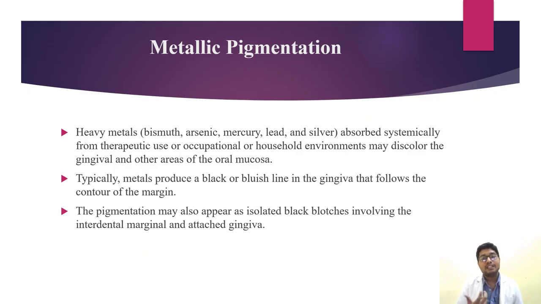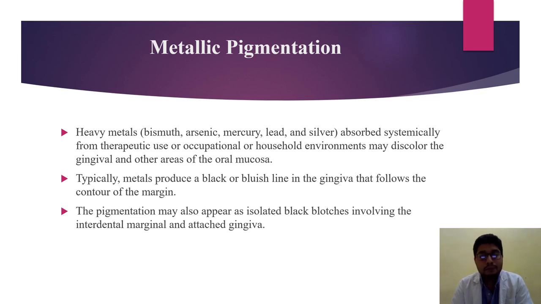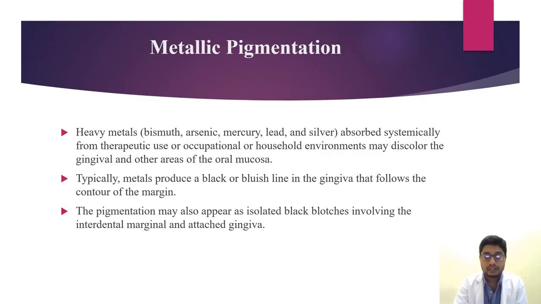Metallic pigmentation can sometimes be seen in the gingiva. For example, bismuth, arsenic, mercury, lead and silver absorbed systemically from therapeutic use or occupational or household environments may discolor the gingiva and other areas of the oral mucosa. Typically, metal produces a black or bluish line in the gingiva that follows the contour of the margin. The pigmentation may also appear as isolated black blotches involving the interdental margin and attached gingiva.